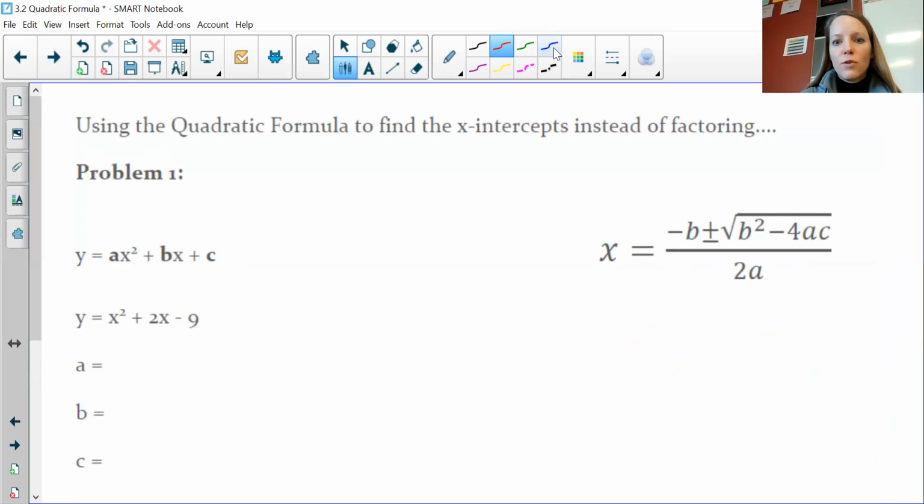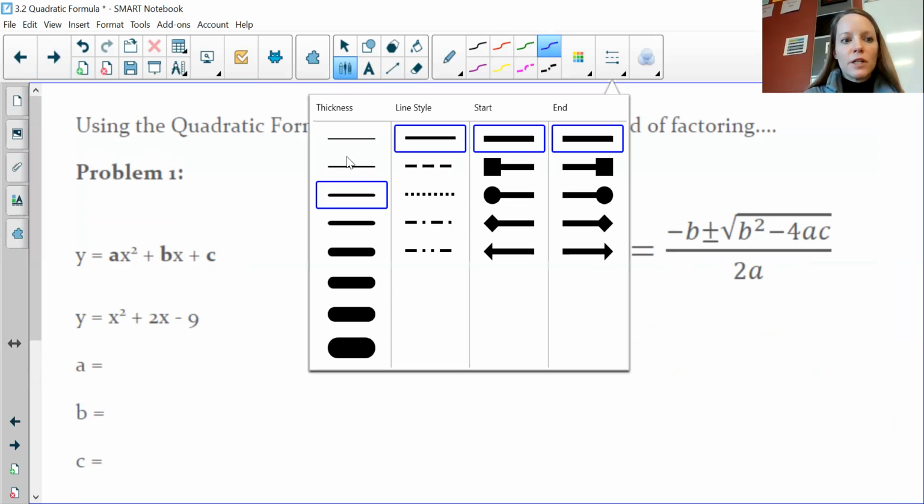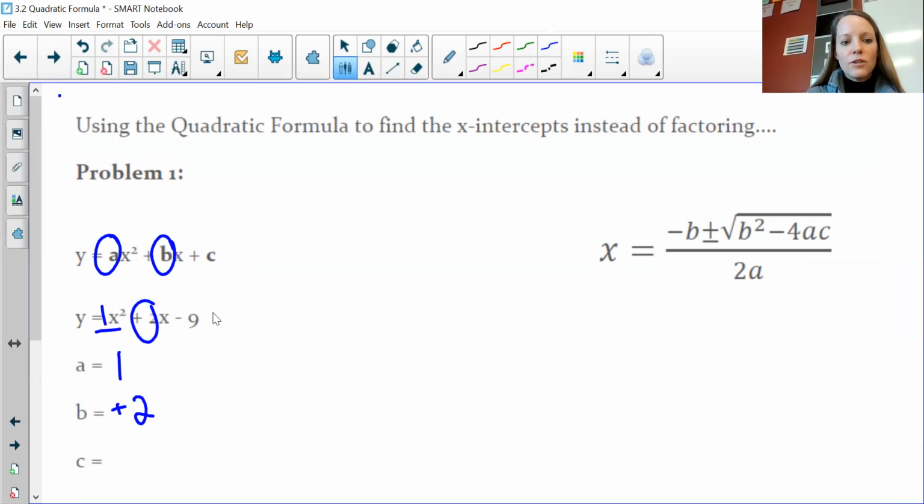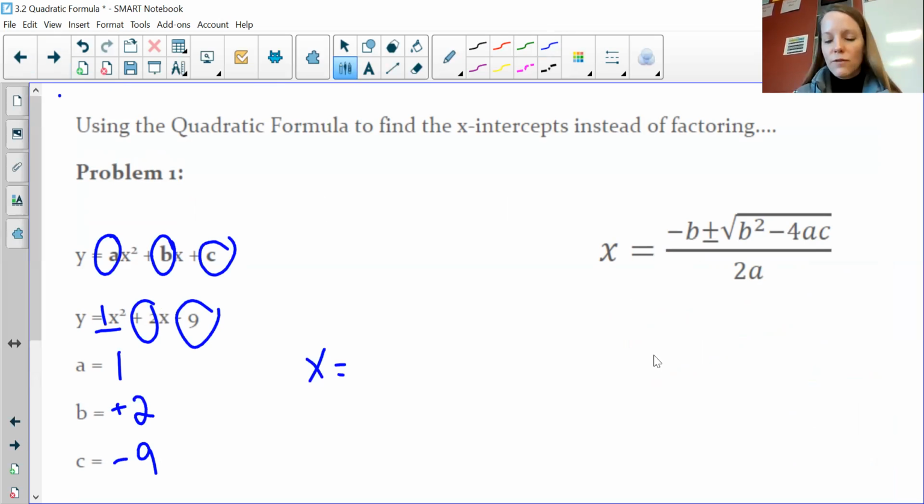And in the quadratic formula, you need to have your initial equation in standard form. So the a value is the number in front of your x squared. In this case, it's going to be the number 1. Your b value is the number in front of x. In this case, it's +2. And your c value will be the number on the end. In this case, the -9. And then you plug the numbers into the quadratic formula. Be very careful with your signs.